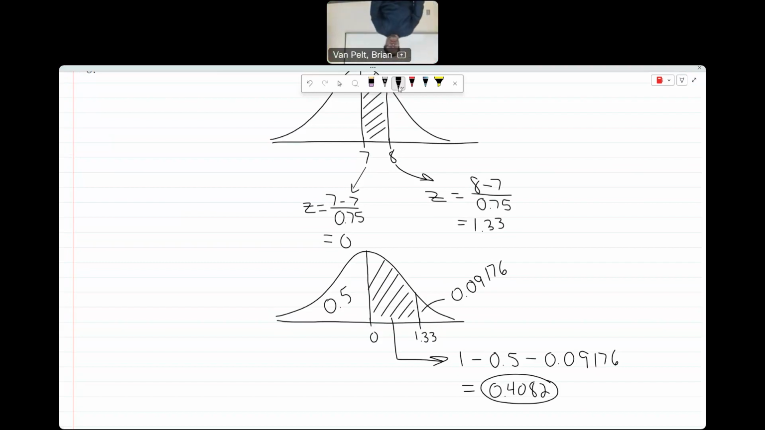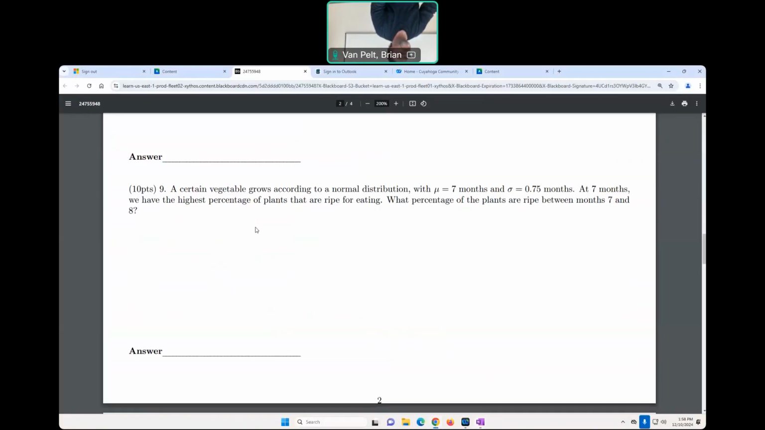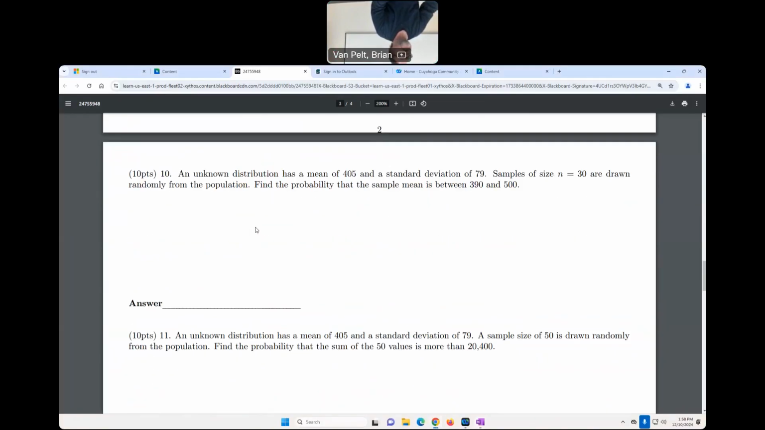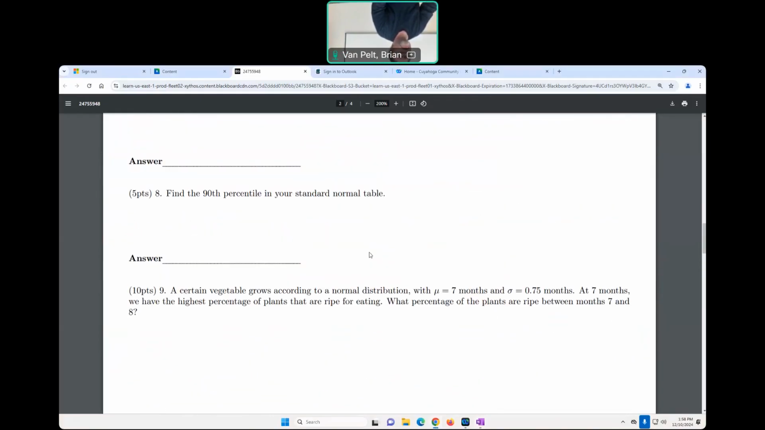Number 8. What about it? Find the leading percentile. Did I go past number 8? Yeah. I sure did, didn't I? What the heck?